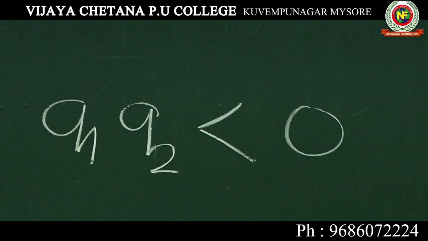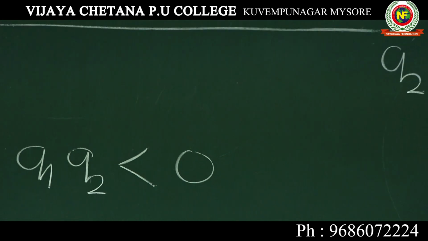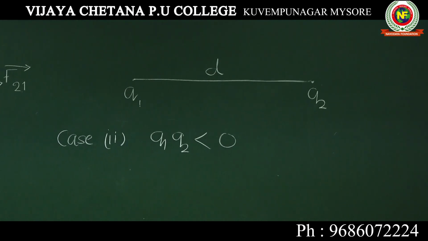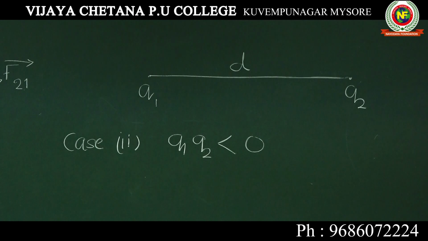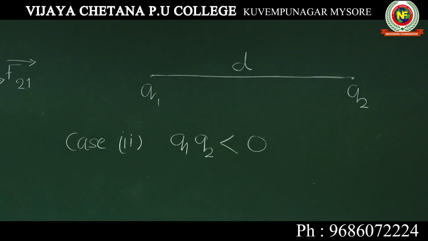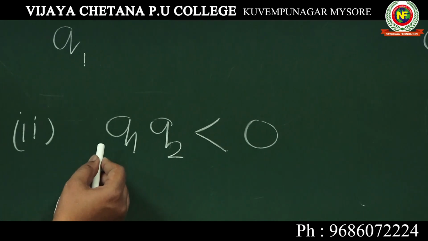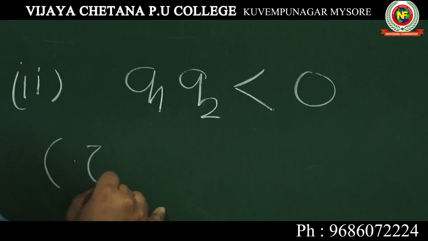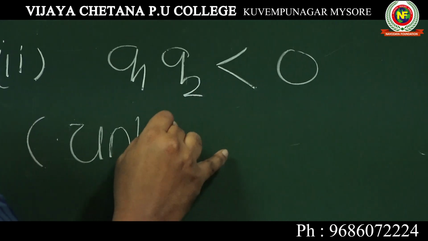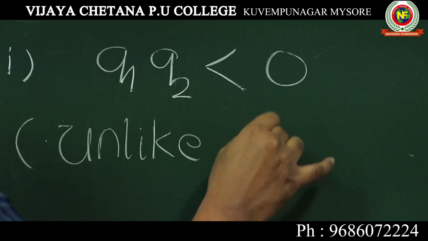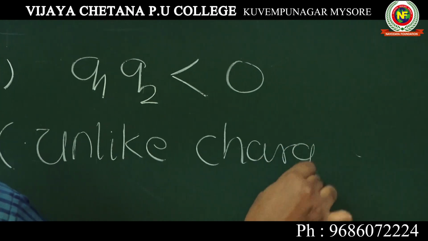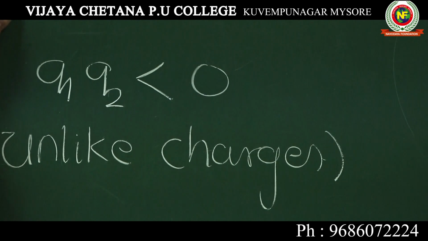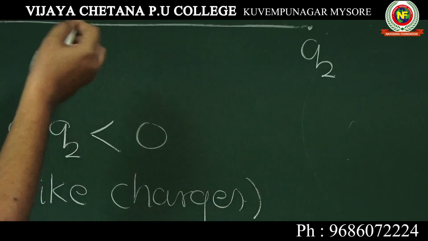What does it mean? Q1 Q2 product is less than 0 means product is a negative number. Product of two numbers will be negative only when one of them is negative. Therefore here one must be positive, other must be negative. So this is the way we describe unlike charges. You must understand. This is how we describe unlike charges. So Q1 may be positive, Q2 may be negative, or Q2 positive, Q1 negative.